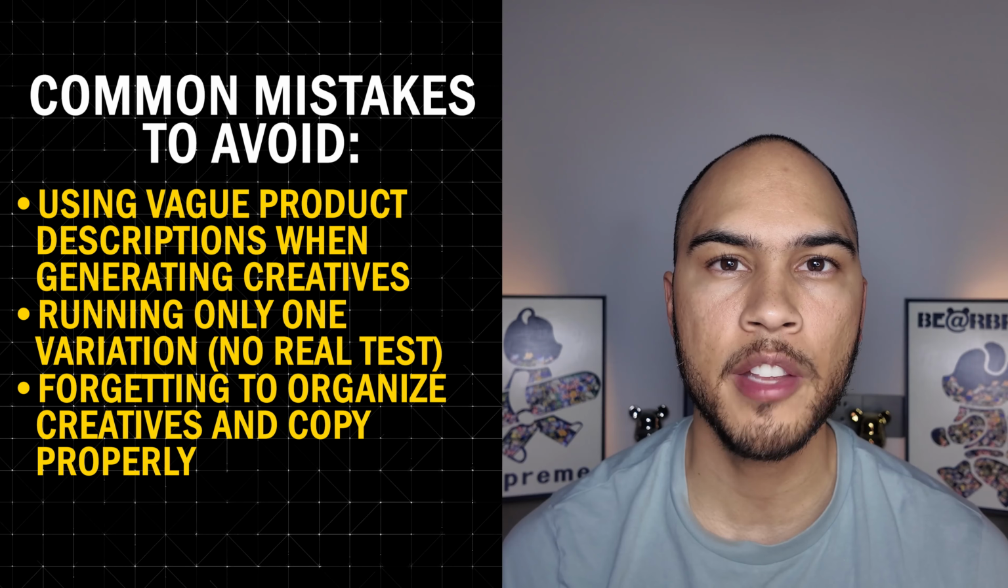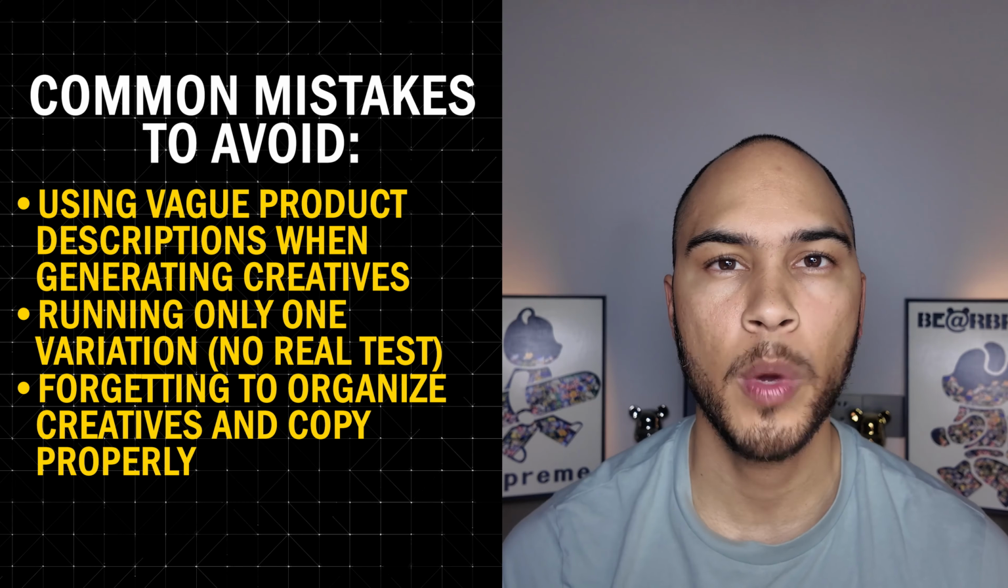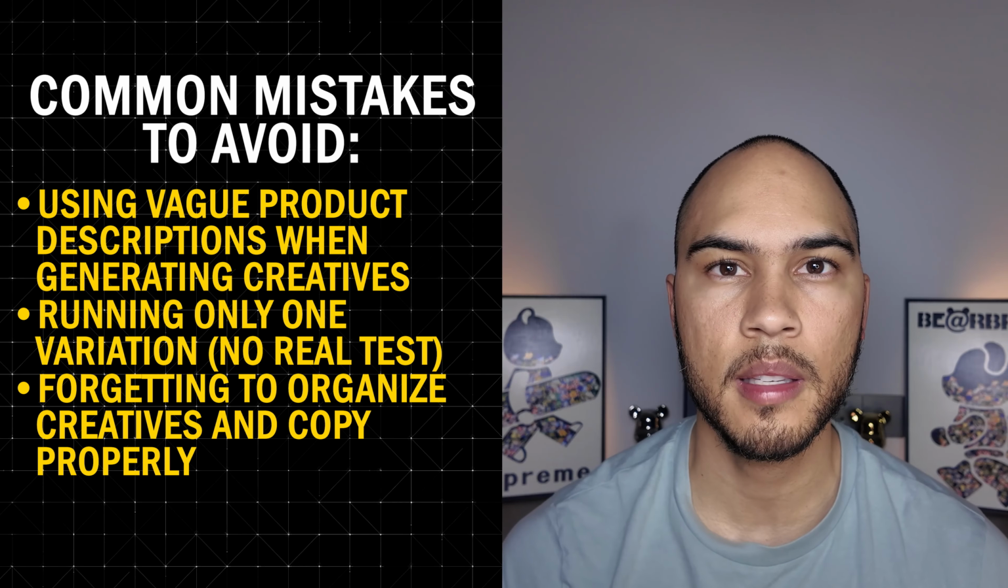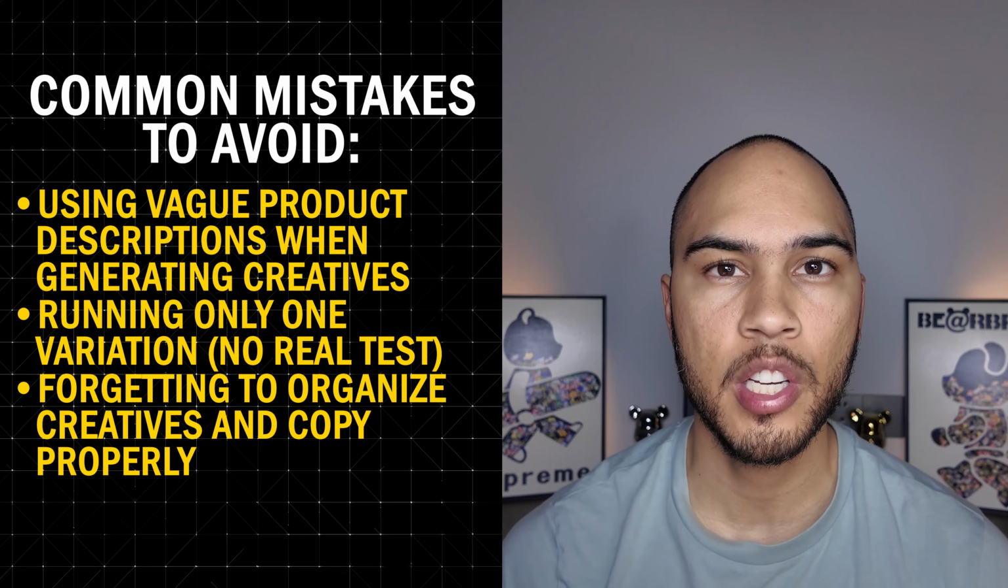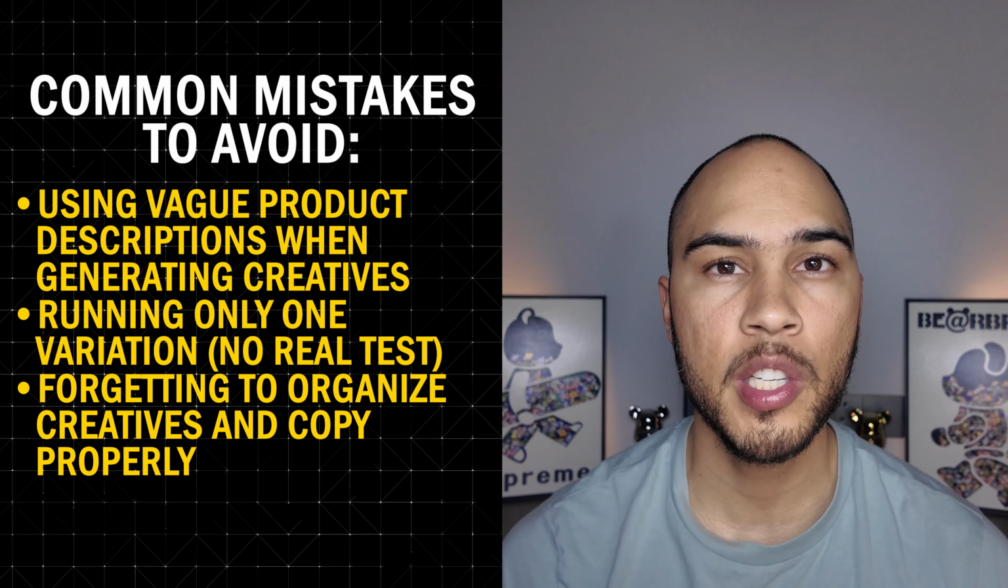This turns your ads into a learning system instead of a once-off gamble. Don't forget to organize creatives and copy properly. When creatives, headlines, and angles aren't labeled or tracked, you quickly lose context. You won't know which hook, benefit, or angle actually drove the results, especially once you scale. What to do instead? Use a simple naming or folder system. For example, angle, format, or hook type.